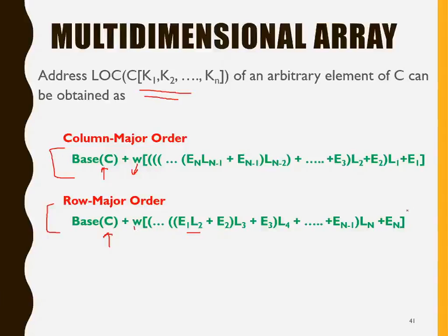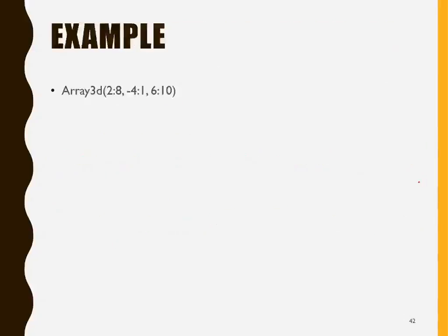This is the formula which is being calculated after separate deliberations. So this we have to use in order to calculate the address of a given element. So let us take an example.